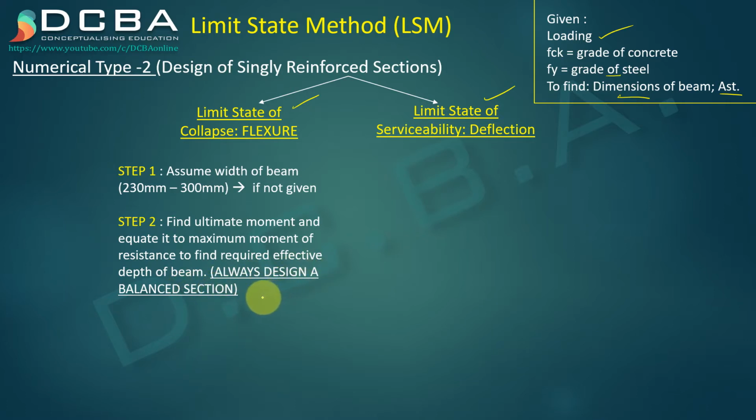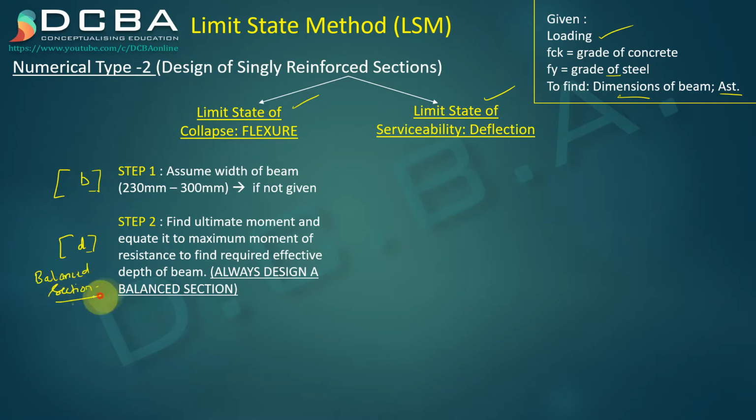Always design a balanced section. So here what you know is the width of the beam, right? You will assume the width of the beam, or it will be already given to you in the numerical. In step 2, what we are finding is the effective depth of the beam. So in the first two steps, what we are doing is finding the dimensions only. But to find this effective depth, you have to consider your section to be a balanced section.